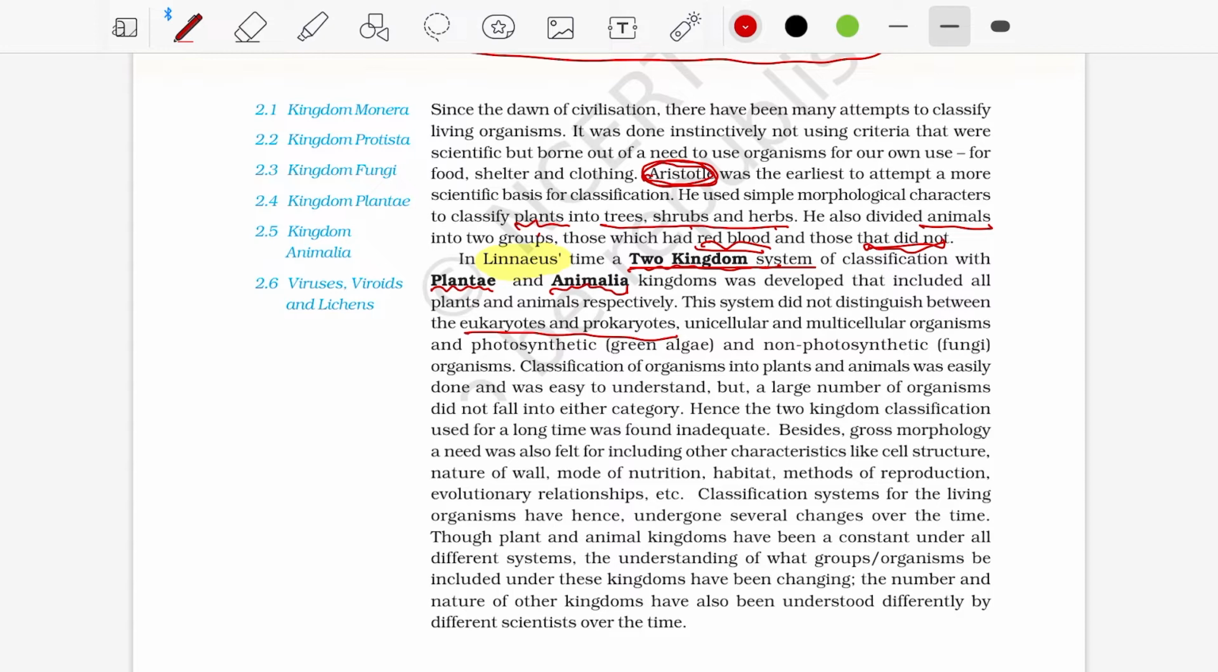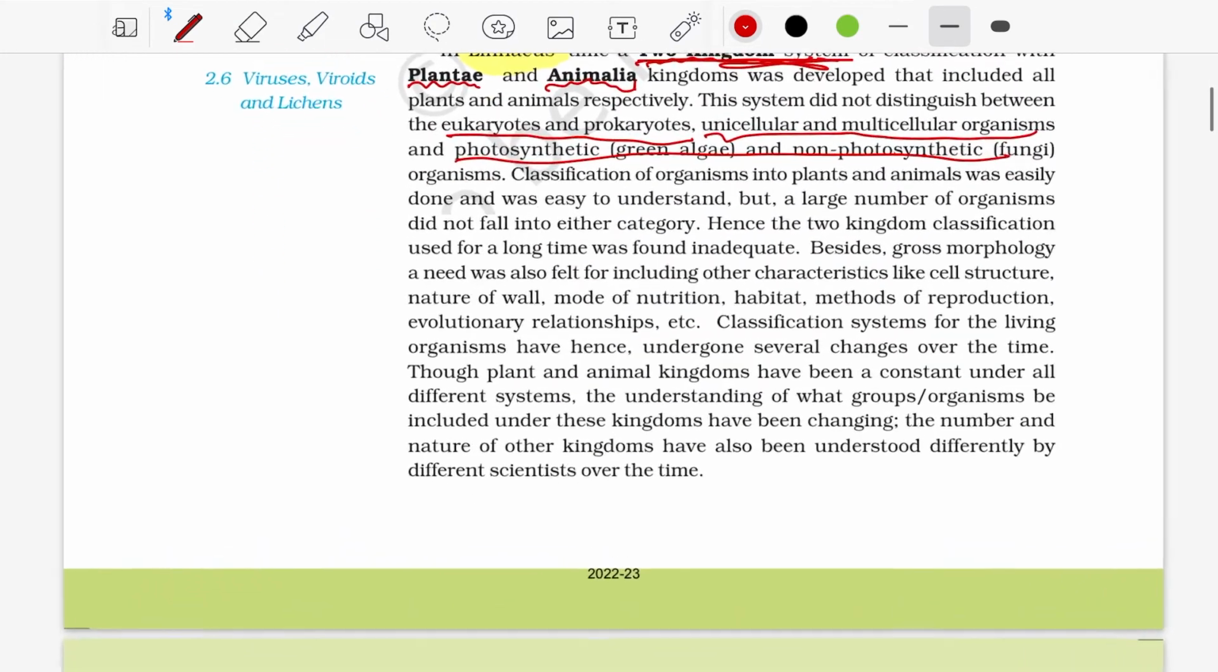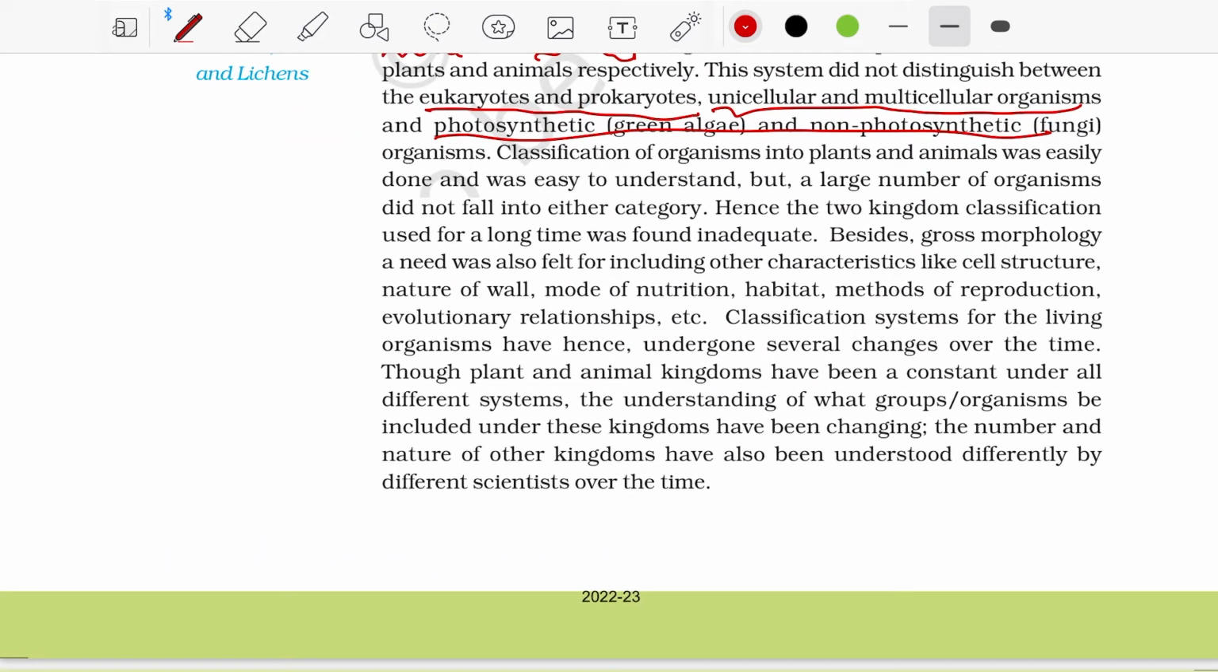This set of classifications was not included by Linnaeus during his time, and also unicellular and multicellular organisms, photosynthetic or non-photosynthetic. This more concentrated form of classification was absent in Linnaeus. What he did was a very broad form of classification, the two-kingdom classification, Plantae and Animalia. The classification of organisms into plants and animals was easy to understand, of course, but a large number of organisms did not fall into either category. This is the major drawback of Linnaeus' classification. Most of the organisms are not included in it.